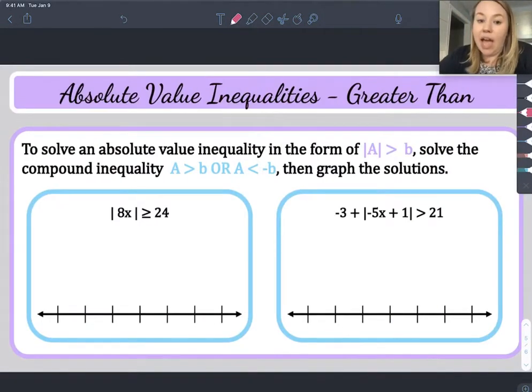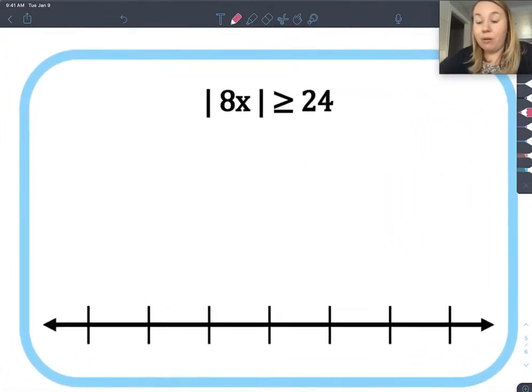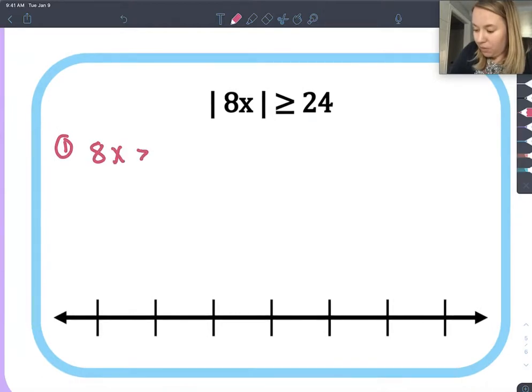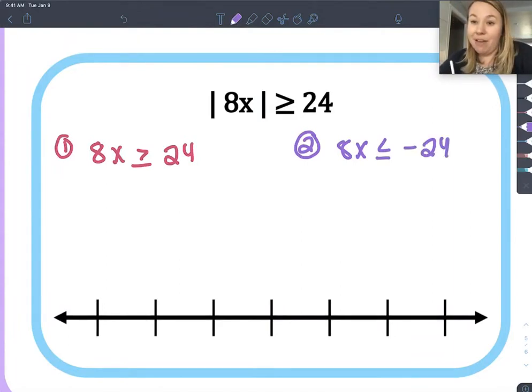Okay, so let's actually try one of these. The first one we have is the absolute value of 8x is greater than 24. The variable expression is isolated, so we're going to write our two inequalities. My first one is going to match what we're given. I'm given 8x is greater than 24, so that's what I write, or equal to. My second one is when we change it. I'm going to have 8x, and now it's going to be less than or equal to negative 24. So when we make our B value negative, we flip the sign.